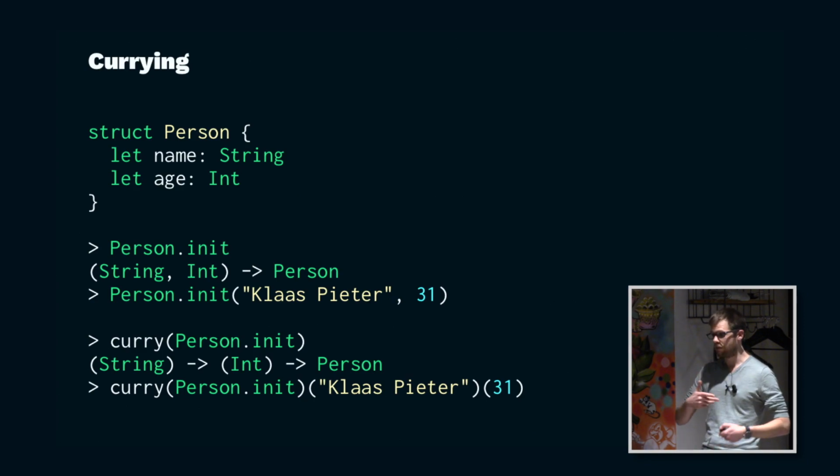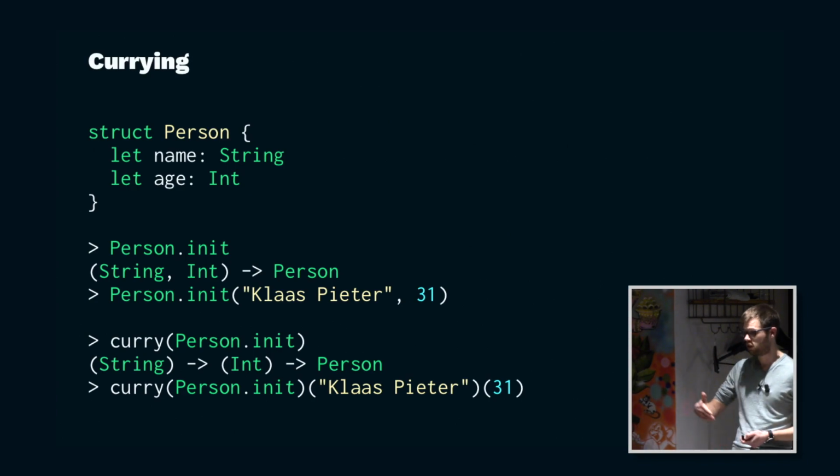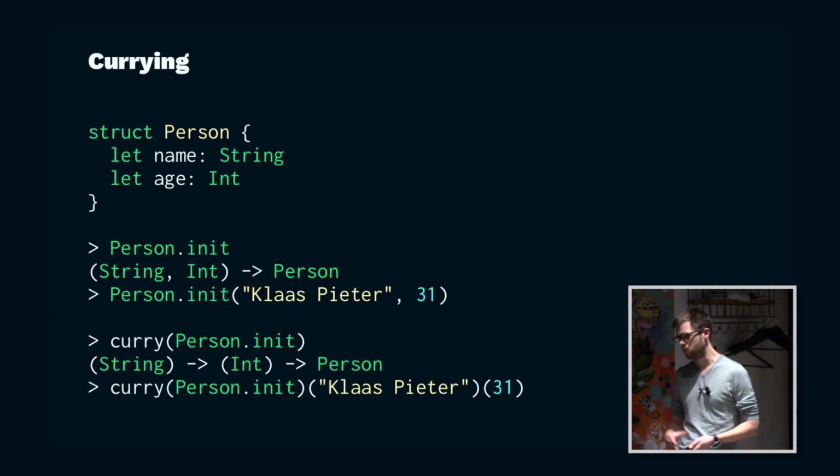But basically, we have a person. You can initialize it with a name and an age. Normally, you give it a string and an int directly. But if you curry the function, then you get a new function that takes a string, which returns a function that takes an int and returns a person. So if you want to call that, you do curry person init. Then you call the first function with a string and the second function with an integer. And in the end, you end up with the person.